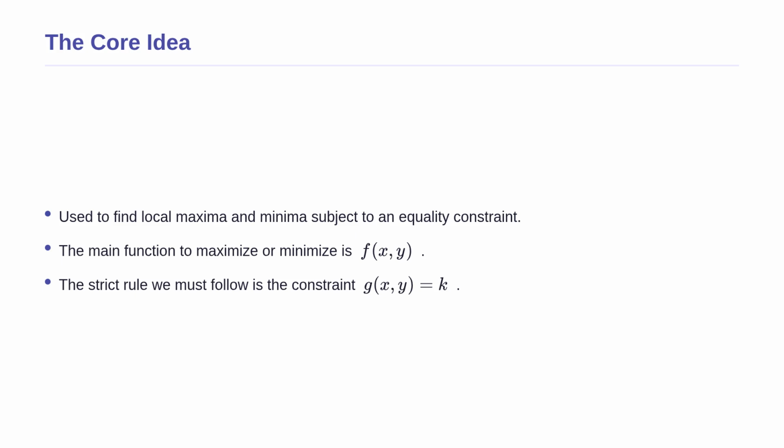Now that we know our goal, let us define what this means mathematically. The method of Lagrange multipliers is used to find the local maxima and minima of a function. But with a catch, we are subject to a strict equality constraint. Think of our main function, f of x and y, as the elevation of a mountain range we want to maximize. The constraint function, g of x and y equals a constant k, is the specific trail we must walk along. We are no longer looking for the highest peak everywhere, but the highest point that lies exactly on our trail.